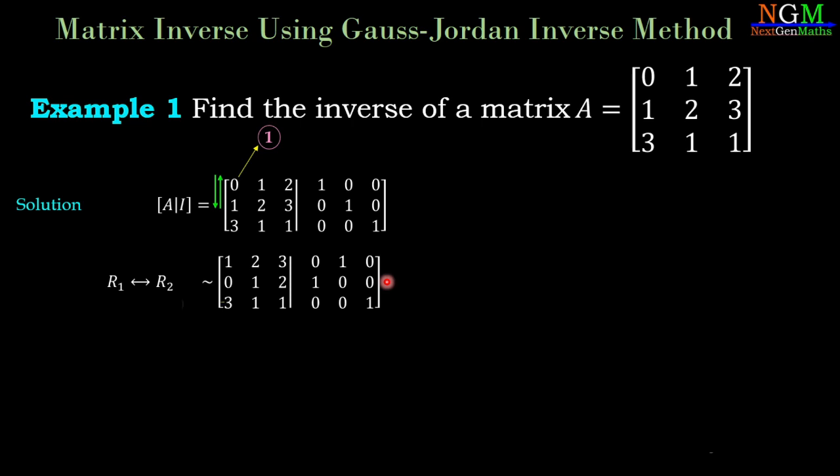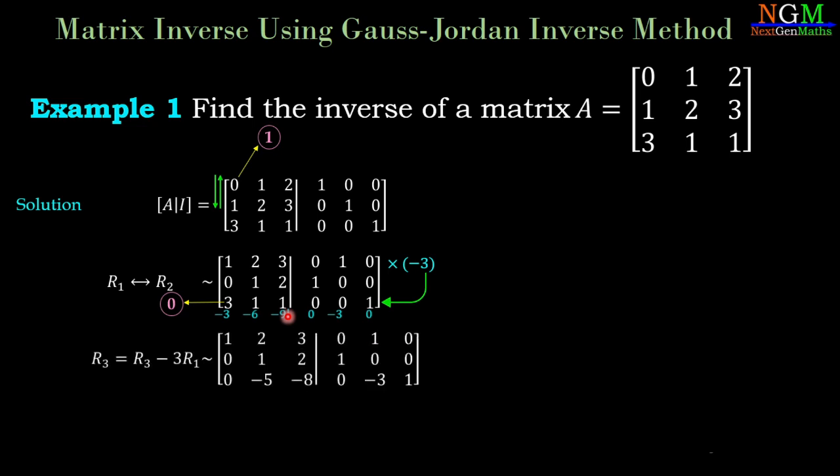Now in the second step, we convert this entry into 0. For that, we multiply the first row by minus 3 and add it to the corresponding entries of the third row. And we have minus 3 plus 3, 0; 1 minus 6, minus 5; 1 minus 9, minus 8; 0 plus 0, 0; 0 plus minus 3, minus 3; and 1 plus 0 will be 1.